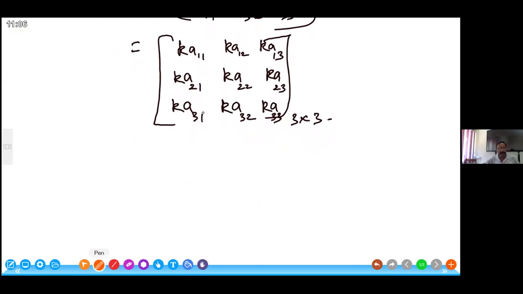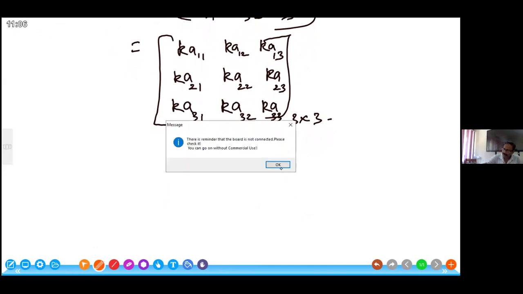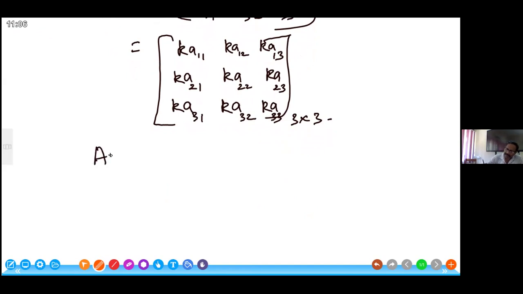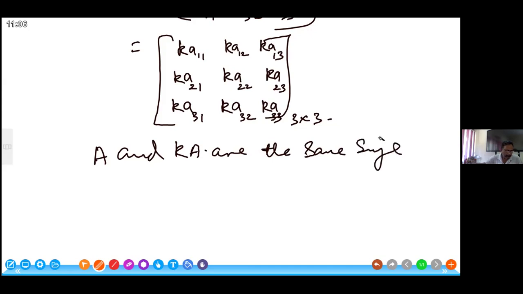Right, if you multiply by a scalar, it will multiply all the elements by the scalar, right? So matrix A and KA, after multiplying by the scalar, are the same size. The size will not change when you multiply by the scalar.